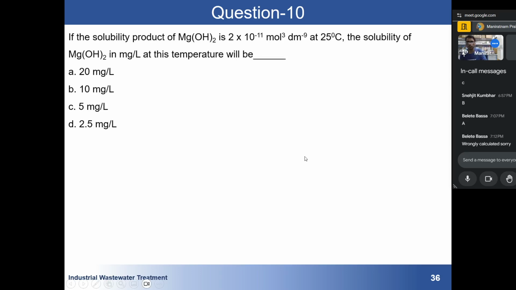The solubility product of magnesium hydroxide is 2 × 10^-11 mol^3 dm^-3. At 25 degrees Celsius, the solubility of magnesium hydroxide in milligrams per liter at this temperature will be: 20 milligram per liter, 10 milligram per liter, 5 milligram per liter, or 2.5 milligram per liter?